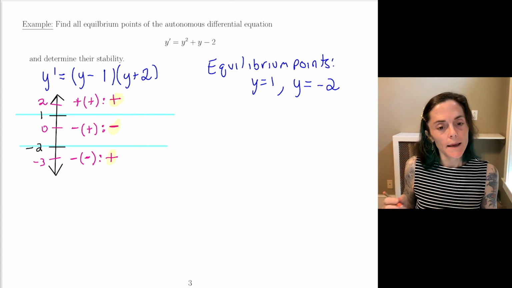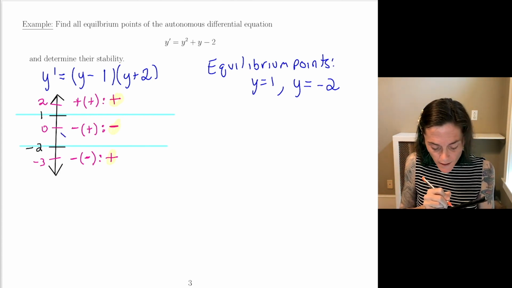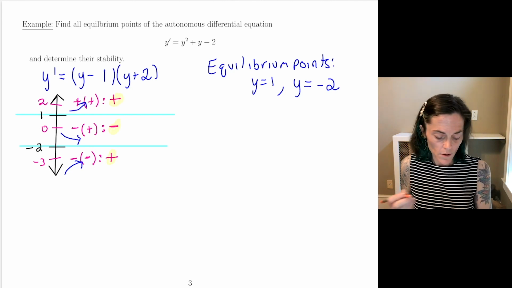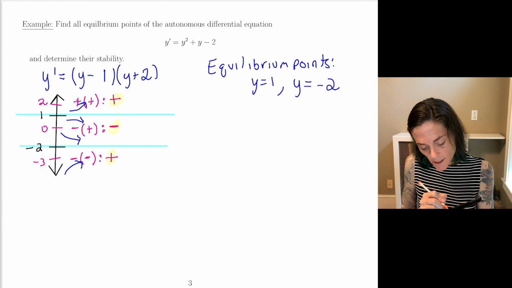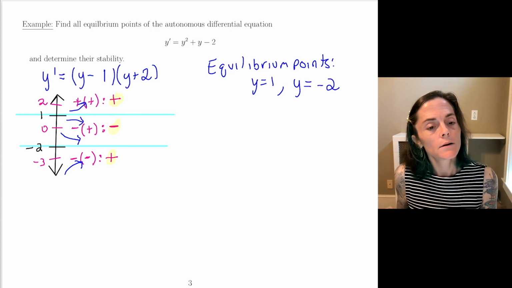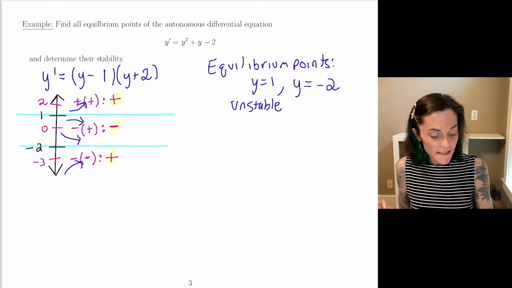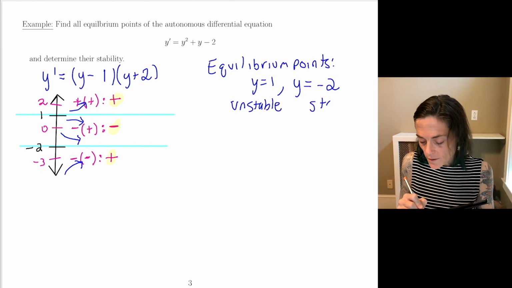So what's happening here? Solutions in here are decreasing. Solutions down here are increasing, and solutions up here are increasing. Solutions here decreasing. So you see, y equals 1, unstable. Y equals -2, stable.